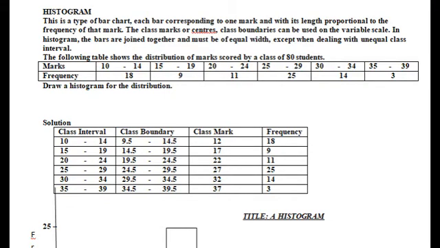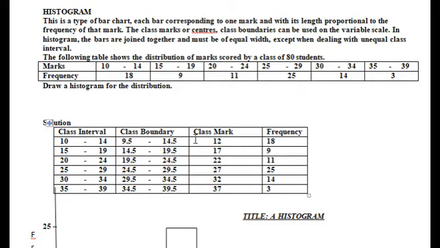Good day. Today we'll be discussing the histogram as a continuity of the topic we have been talking about since last week, which is statistics. Among the methods of measuring central tendency is the histogram. A histogram is a type of bar chart, each bar corresponding to one mark and with its length proportional to the frequency of that mark. The class marks or centers, or class boundaries, can be used on the variable scale.